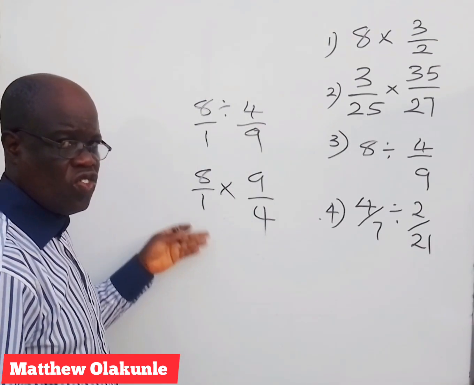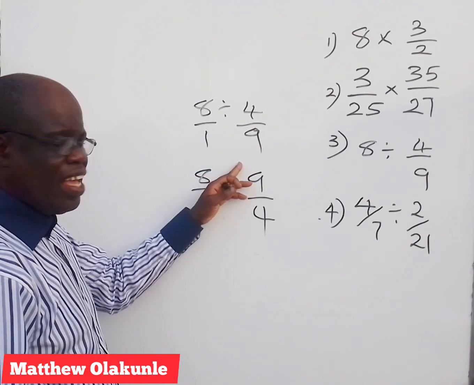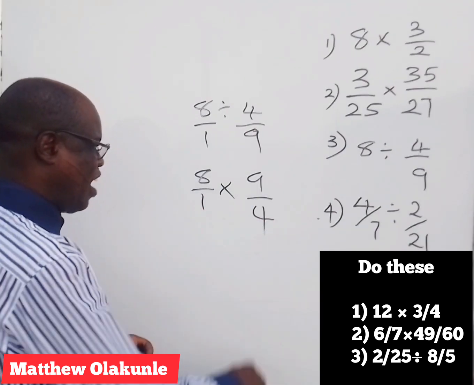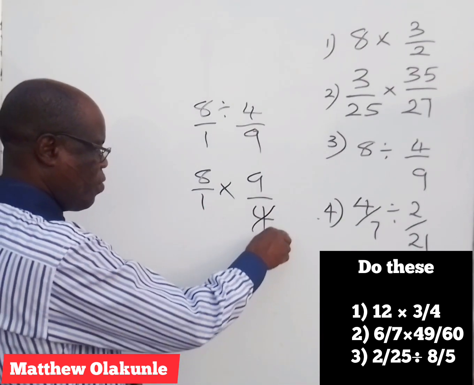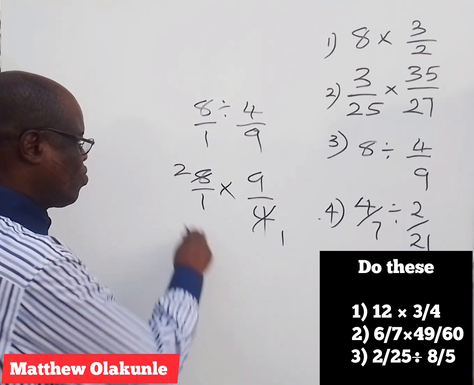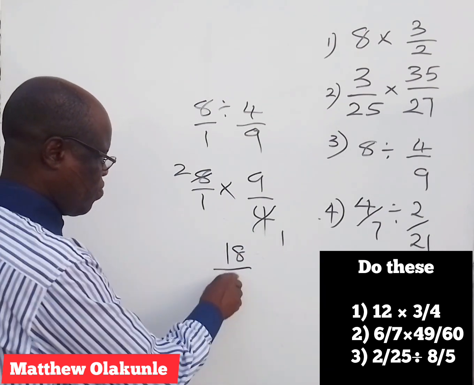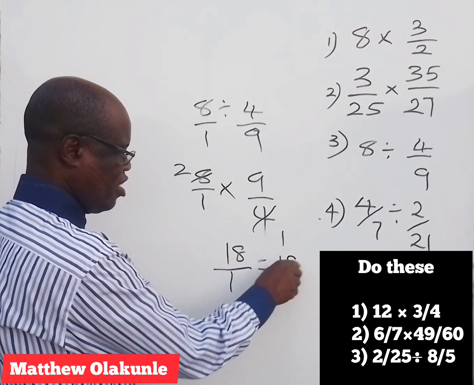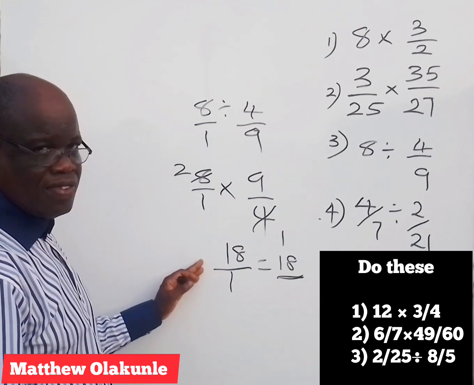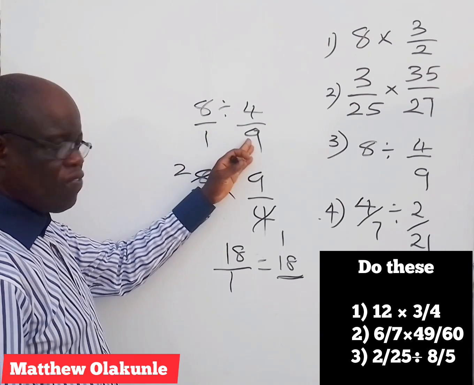If you want to use the first method here, you just multiply 8 by 9 and you divide it by 1 times 4. But I prefer doing it this way. 4 goes here, 1. 4 goes here, 2. So look at it diagonally. 2 times 9, 18. 1 times 1 is 1. So the answer 18 over 1 is 18. As simple as ABC. So there is division of a whole number by a fraction.